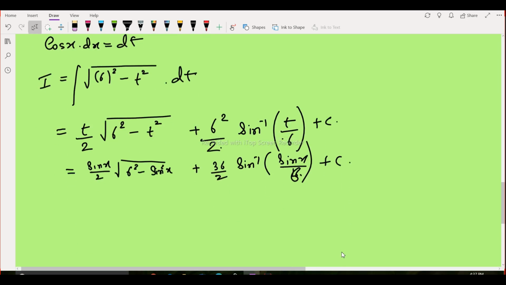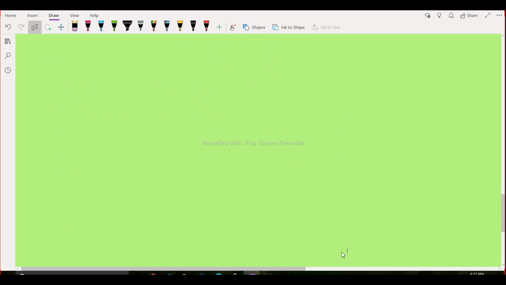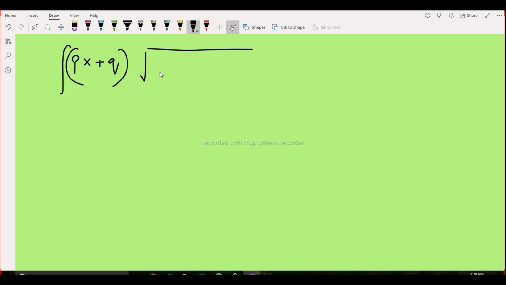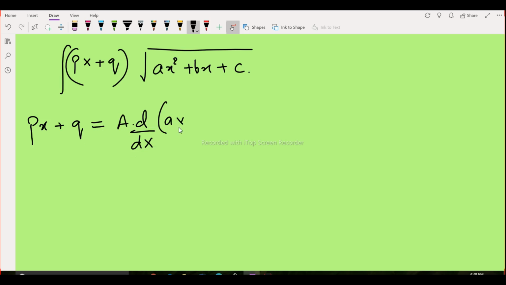These are just direct sums; you can apply the formula. This type is also used in another type of integration, so sometimes you'll get a question this way. You'll get a linear expression of the form px plus q, and then a square root which has a quadratic, ax square plus bx plus c. If the integration is of this type, then you'll write px plus q is equal to a into the derivative of the quadratic plus b, and then you'll find the values of a and b, and then you can solve the question.